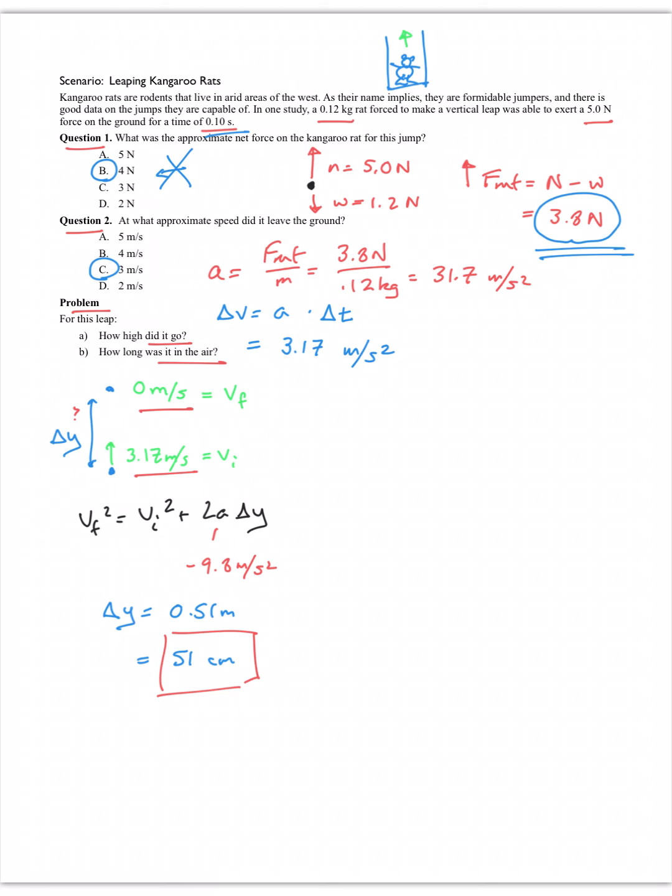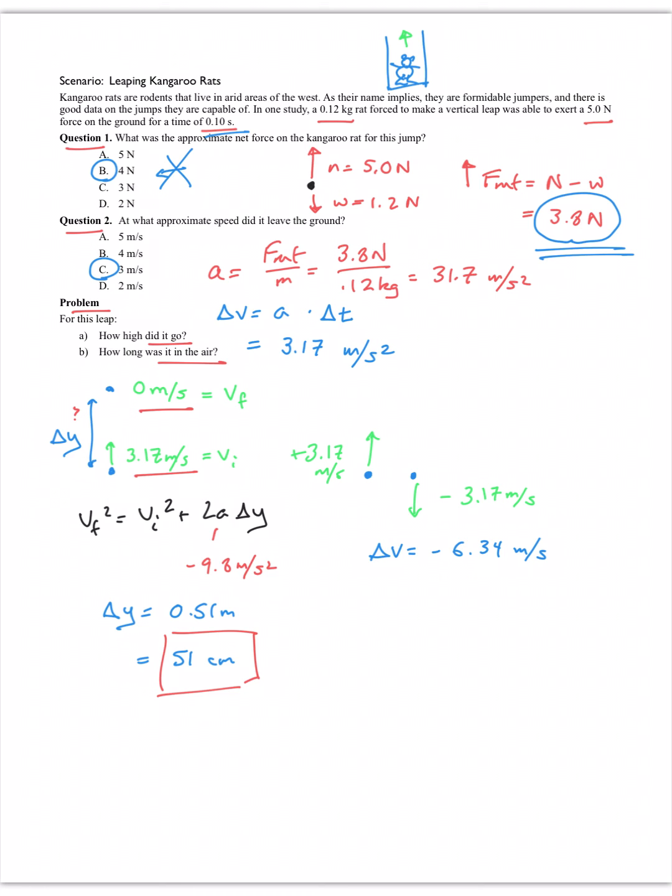Next question, how long was it in the air? Let's then do the whole trajectory. The kangaroo rat leaves the ground at 3.17 meters per second, and let's make that positive. When it returns to Earth, it's moving downward at the same speed that it left the ground at. So it touches down at negative 3.17 meters per second. Therefore, the total change in velocity during its flight is negative 6.34 meters per second.